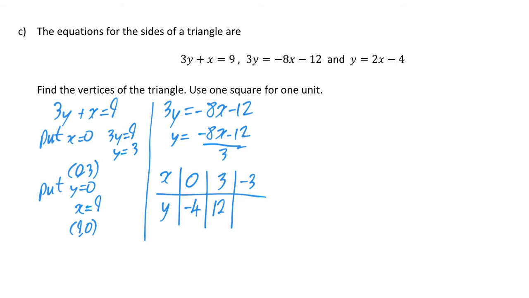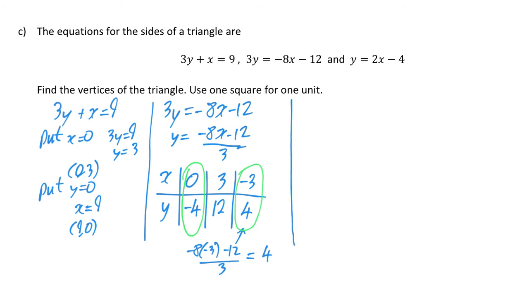So if I put in minus 3, I'll have minus 8 times minus 3, which is positive 24. Minus 12 is 12. And then divided by 3 is going to give you 4. Okay, so I'm just going to show how I got that one. That was minus 8 times minus 3, minus 12, all divided by 3. You can do that on your calculator, and you would get 4. When I'm plotting this, just so you know, the middle one's going to be off, so I'll be plotting 0, minus 4, and I'll be plotting minus 3, 4.